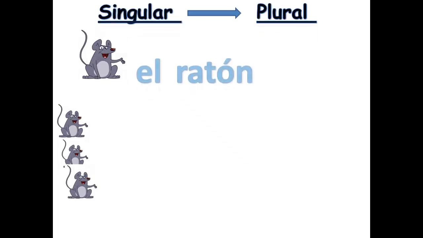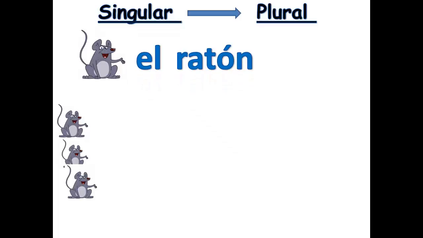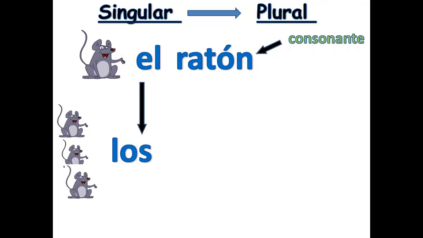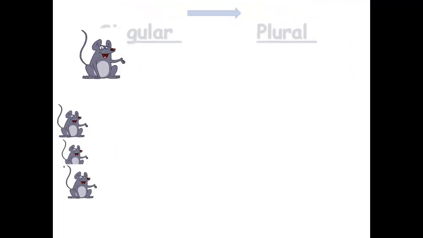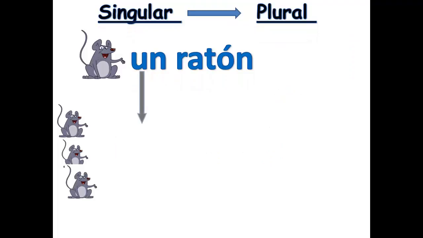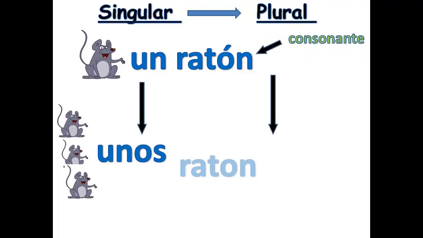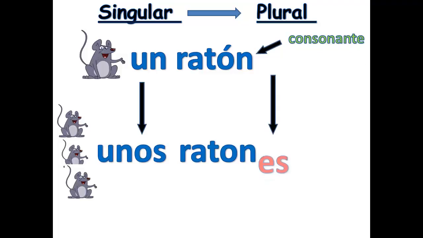And let's look at ratón. El ratón ends in consonant, ends in consonante, ends in n. El becomes los. Ratón becomes ratones. El ratón, los ratones. And let's look at the artículo indefinido. And un becomes unos. And ratón becomes ratones.